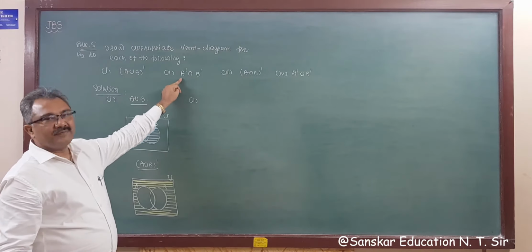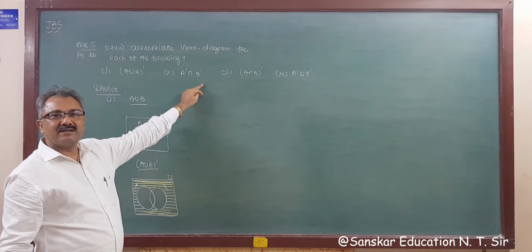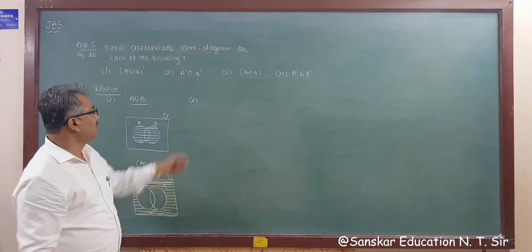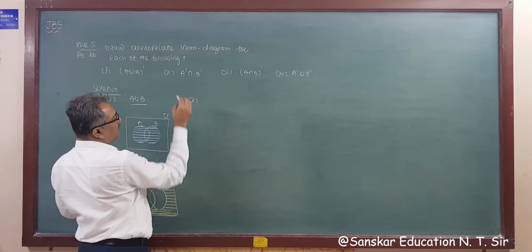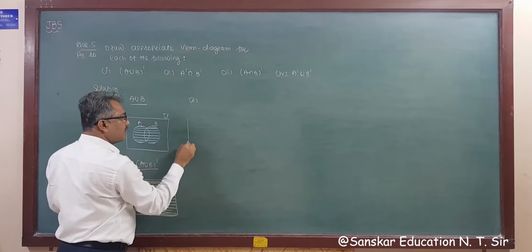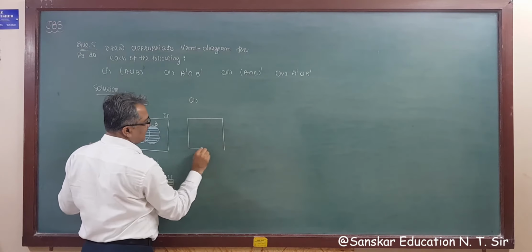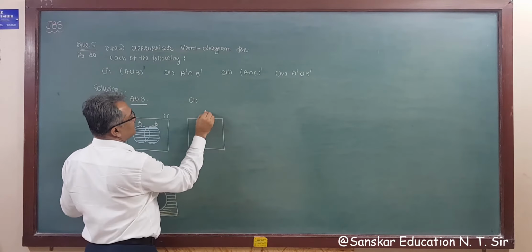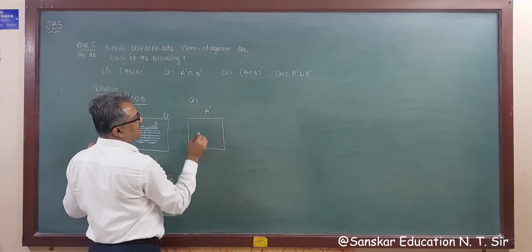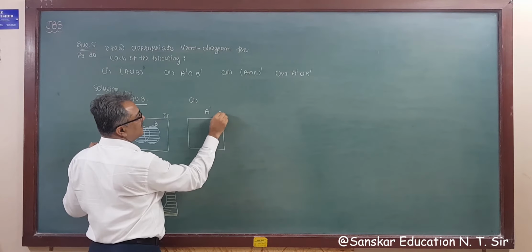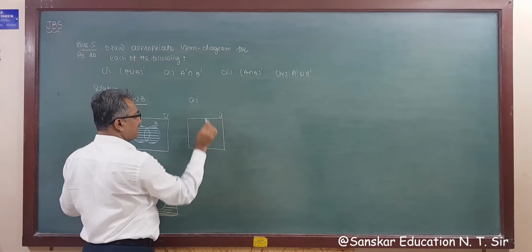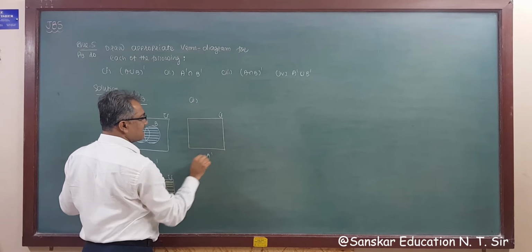We have to draw the figure for A' ∩ B', right? So A' ∩ B'. First of all, we draw the Venn diagram for A'. So this is a diagram for A'. This is U. I am writing it here, it's better to understand. This is A'.